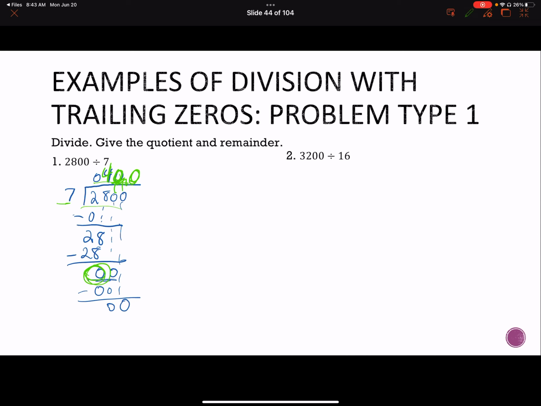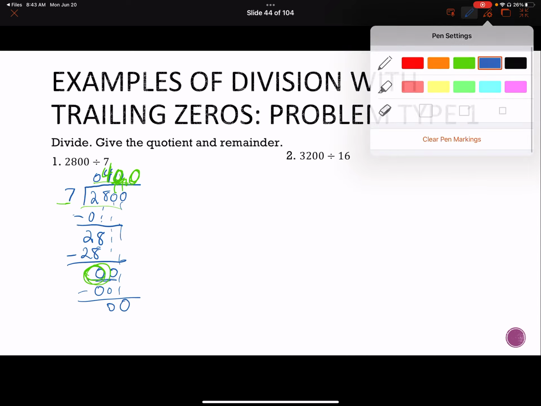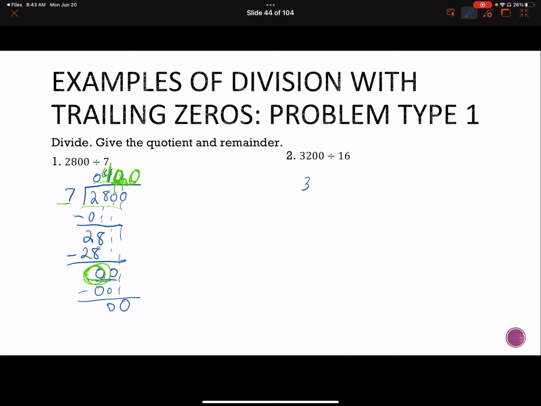Let's try another problem, and we'll just move those zeros to the top. So I have 3,200 divided by 16. Well, 16 doesn't fit into 3, so I could look at this next digit as well, right? 16 fits into 32 twice. 2 times 16 is 32. Subtract. 32 minus 32 is 0. Okay, so I know then that I can move these zeros to the top, and my final answer is 200.